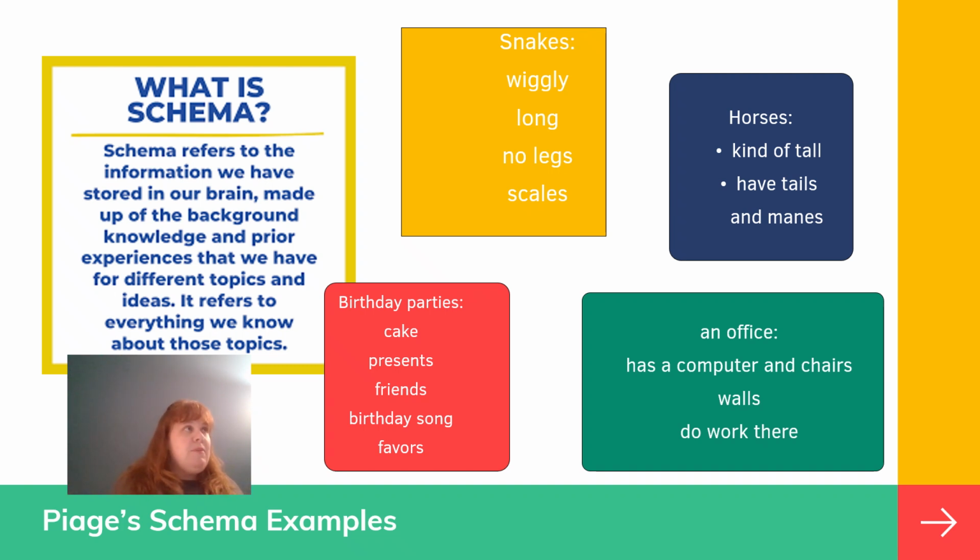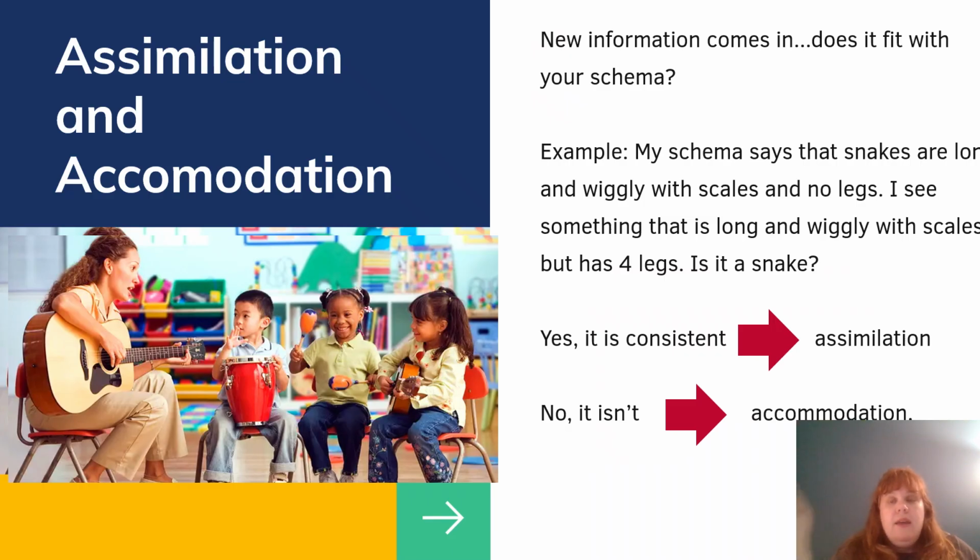Probably has a computer. Probably there's a chair in there. There's probably walls of some kind, or maybe cubicle walls, and people work in an office. And, you know that there's different kinds of offices, large, small, windows, no windows, but you have a basic idea. If someone says office, you have a schema, or a group of information, that you know what an office is. So Piaget is just saying this is how people think, which is true. If we think about it, we probably do think that way.